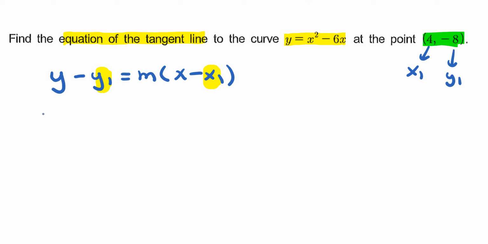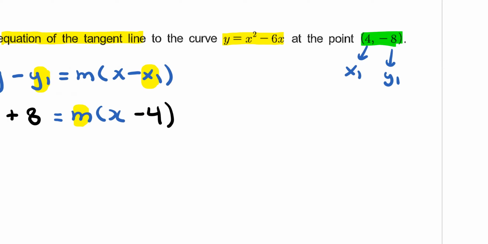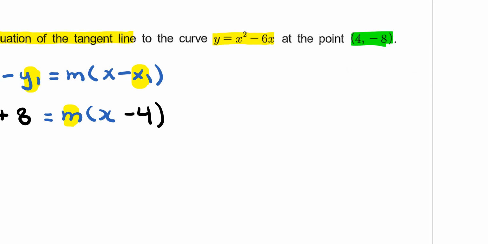If we substitute those values in, we have y plus 8 equals m times x minus 4. Okay, so that part wasn't too bad. That's the pre-calc part. And then finally, we need to find the derivative value for this particular problem. In order to find the derivative value, we need to take the derivative here. If I take the derivative now, I can start off by writing y prime. What's the derivative of x squared? Well, that's going to be 2x. And then what's the derivative of -6x? That's going to be -6.